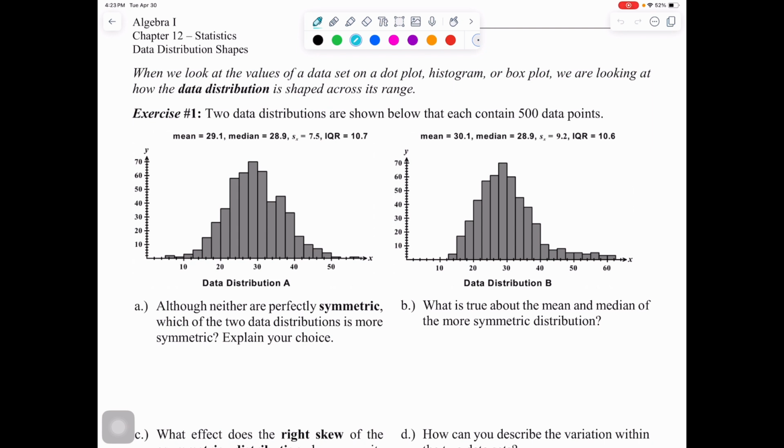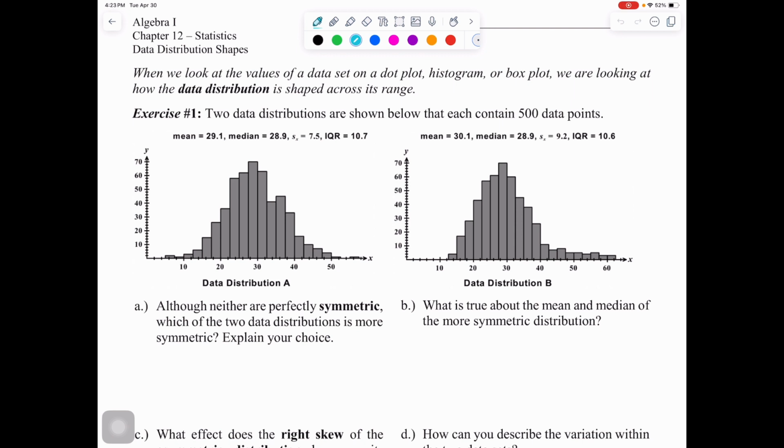So in exercise 1, you have two data distributions that are shown below. Each one contains 500 data points. You can see across the top of the graph, it's giving you the mean and the median, as well as the standard deviation and the IQR, all things that we've learned about in prior lessons. And it's like that for both data distribution A and B.